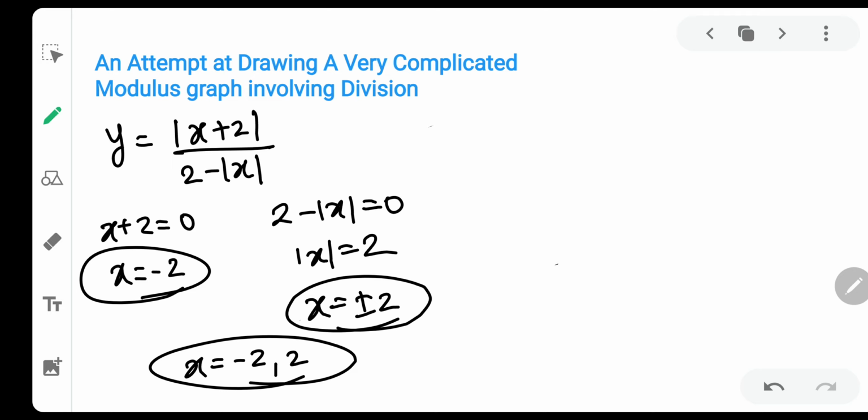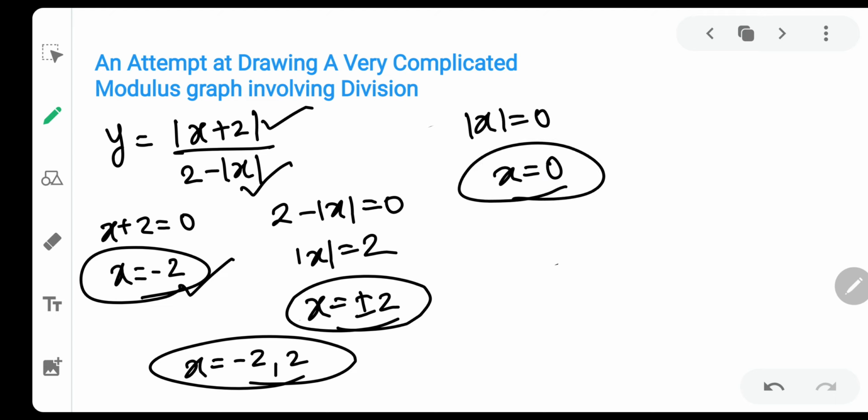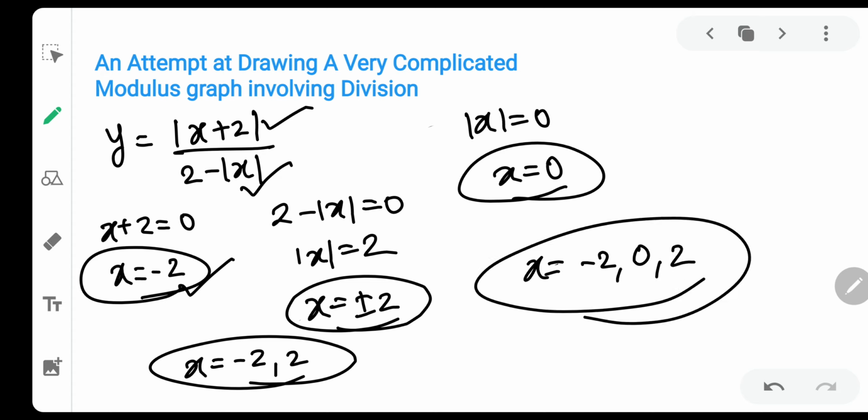Now the second thing is when your mod turns 0. The first mod turns 0 when x is minus 2, and the second mod, that is mod x, turns 0 when x is equal to 0. So according to me, minus 2, 0 and 2 are the three very important points as far as plotting of the graph is concerned. Why are they important? Because at these critical points the graph may change its nature or the course of drawing. That is why they are very important.